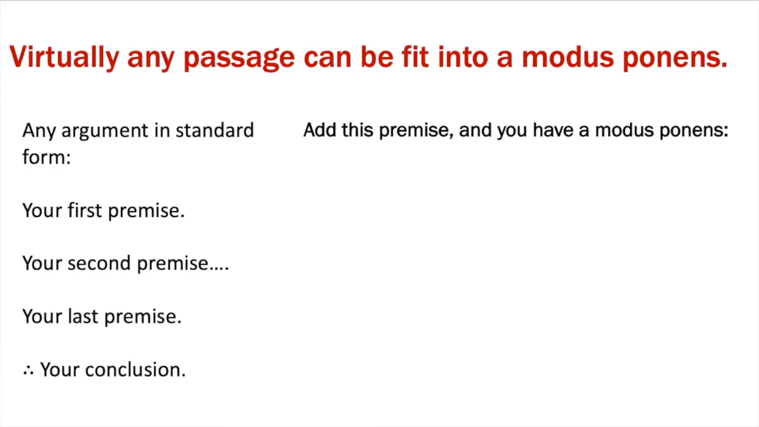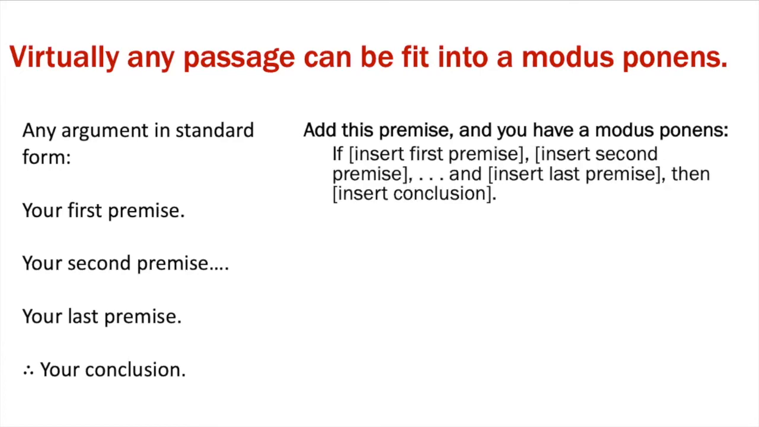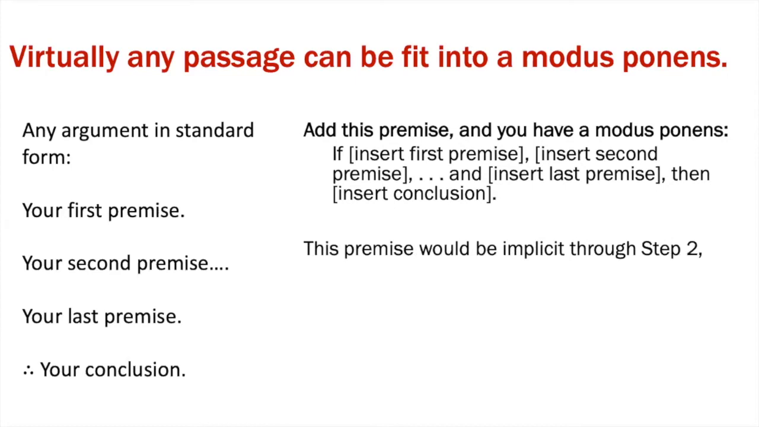So the first premise of your argument is going to be a conditional where you say, if first premise, second premise, and third premise, then conclusion. So this is going to be an implicit premise in step 2, right? In step 2, when you identified the raw materials, all the premises and conclusion, this one wasn't in there because the author didn't structure it as a modus ponens. So you're taking that raw material and fitting it into a modus ponens pattern. So this premise would be an implicit premise in step 2. And in step 3, where you're fitting the argument to a pattern, you're making it explicit.